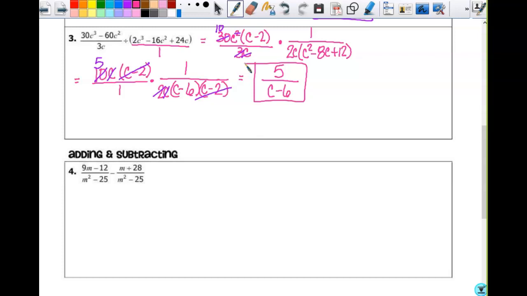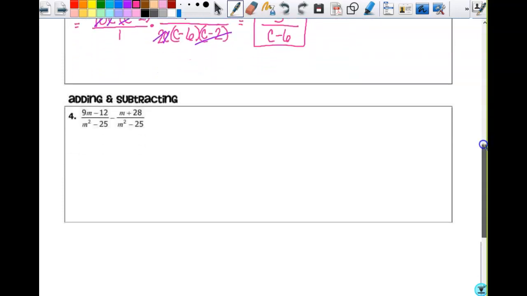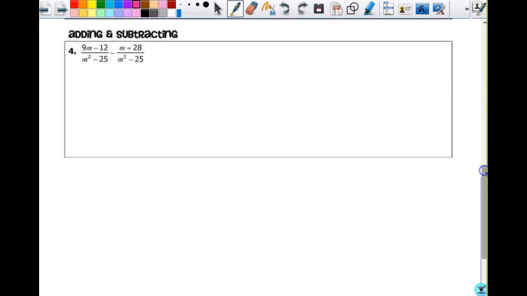Any questions at all? Okay, so we multiplied and divided. Let's talk about adding and subtracting. When I add and subtract fractions, what do I have to have? Common denominator. This one, I have 1. That's awesome. So I know what my denominator is. It's going to be m squared minus 25.